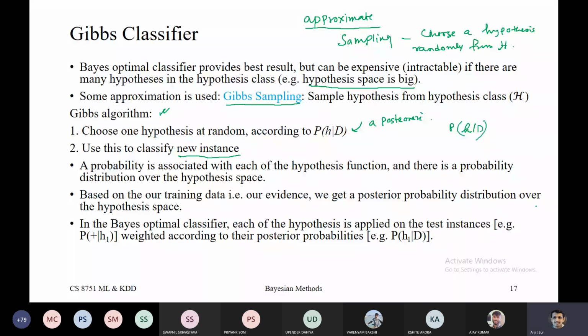Over the hypothesis space, in the Bayes optimal classifier, each of the hypotheses is applied on the test instance, whatever you see, giving P of h_i of this class, weighted by P of h given D. So exactly this, and then put a summation and argmax of this. But what's surprising is that you do not have to go for every hypothesis, just one simple hypothesis h1 from H. Okay, but the result is very interesting.